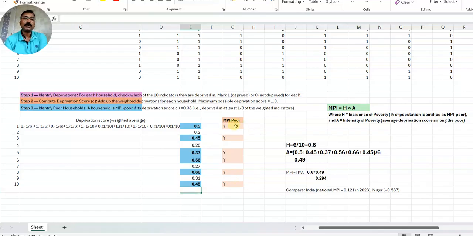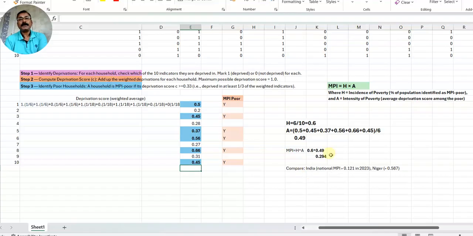Those who are MPI poor, we need to take the average value of this deprivation score. For example, in this case 0.5 plus 0.45 plus 0.37 plus 0.57 plus 0.56 plus 0.66 plus 0.45, divided by 6. So this is 0.49. In this way we can calculate the intensity of poverty also. Now if we take the product of these two, multiplying H into A is equal to 0.294. This is the multidimensional poverty index.